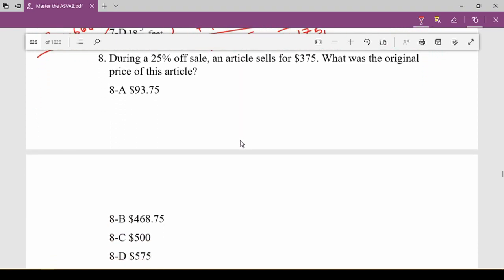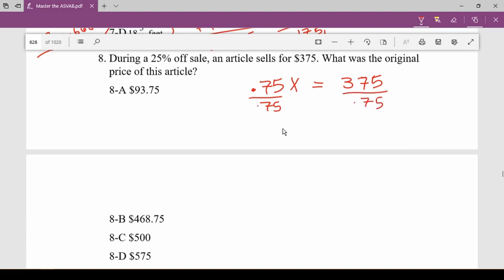Okay, number 8. During a 25% off sale, an article sells for $375. What was the original price of this article? So we know 0.75 of some unknown original price equals $375. So using a little bit of algebra, we can solve this. Again, divide both sides by 0.75.